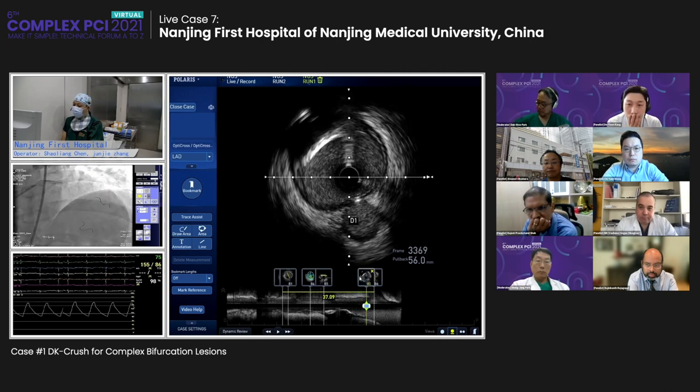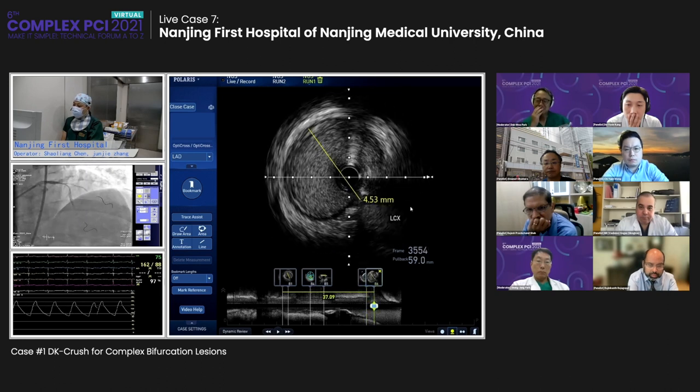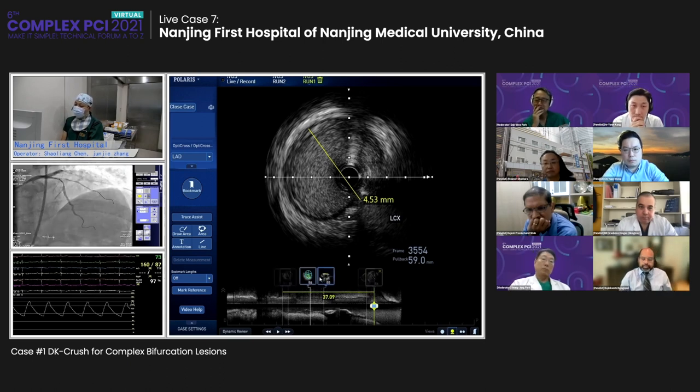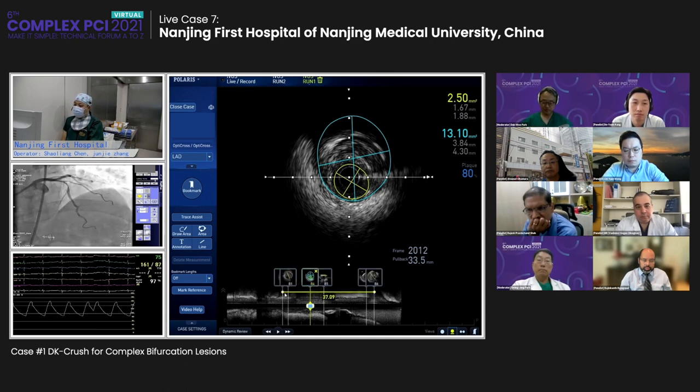Here we can see the small diagonal. This is diagonal one, coming off the LAD. And here, this is the circumflex. And here at the ostium of the LAD, the vessel diameter is more than 4.5 millimeter. We made sure the minimal lumen area is just 2.5 square millimeter and the plaque burden is more than 80%. And the whole lesion length from the distal reference to the ostium LAD is 37 millimeter.